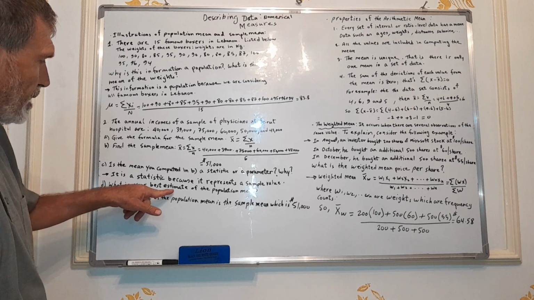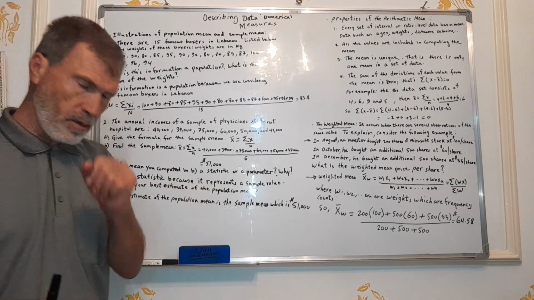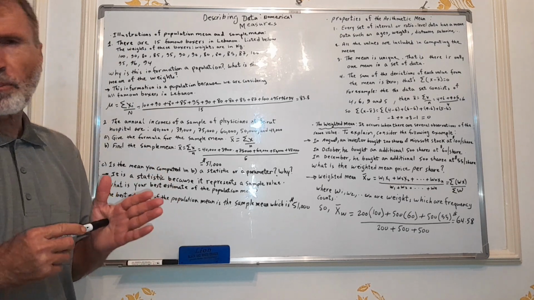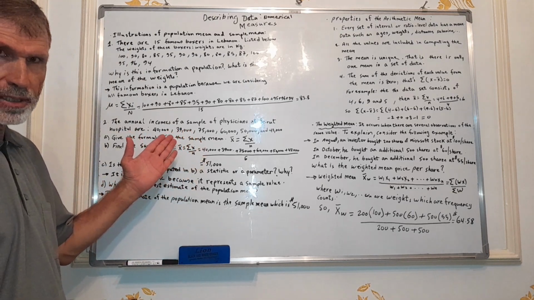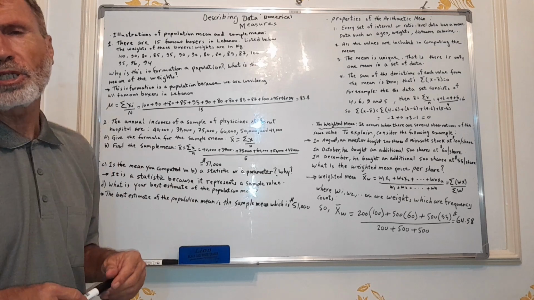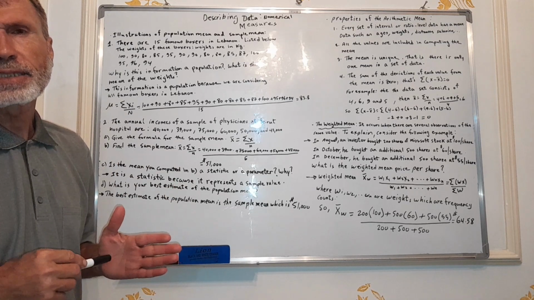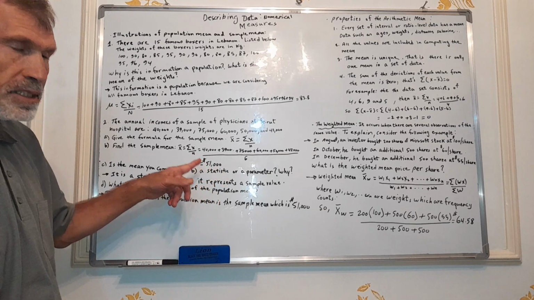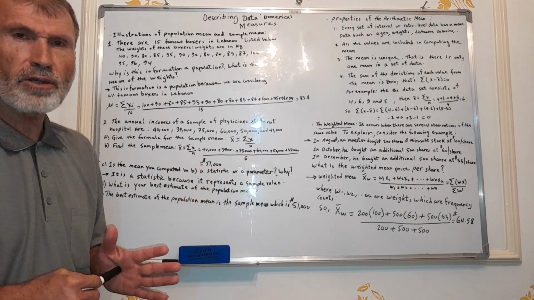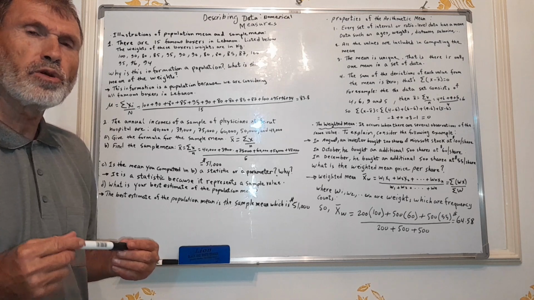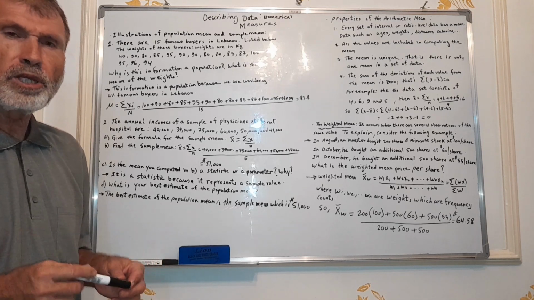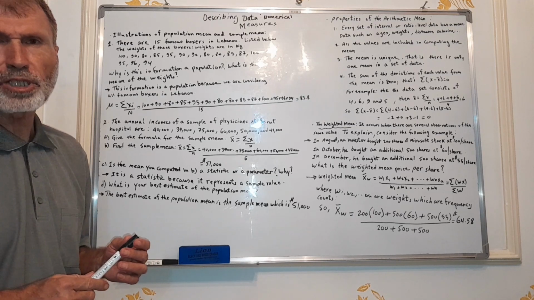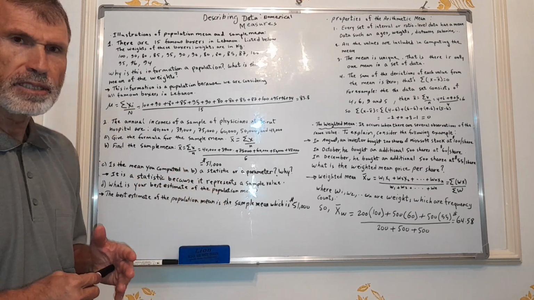What is your best estimate of the population mean? Remember, since we are talking about a sample here, the best estimate of the population mean is the sample mean. And the sample mean we calculated is 51,000. Therefore, 51,000 is used to represent the population mean.